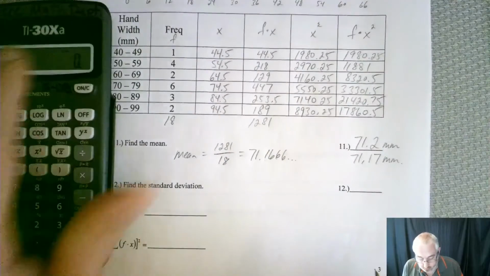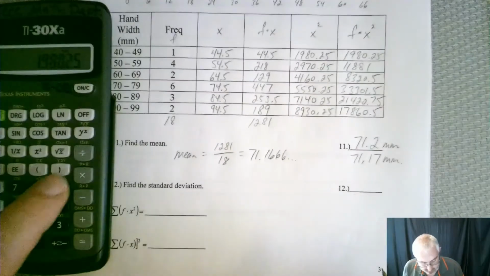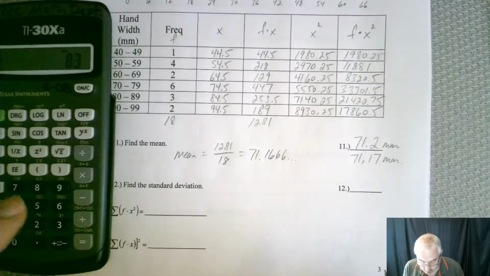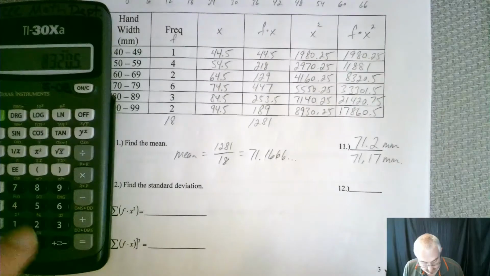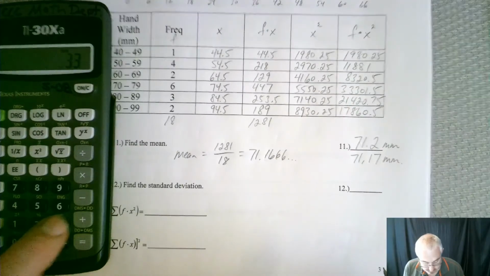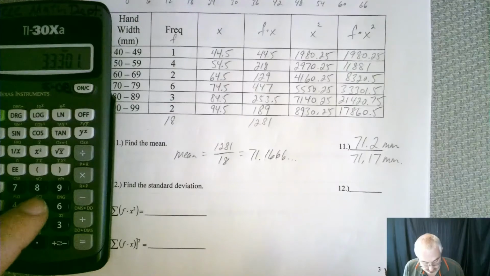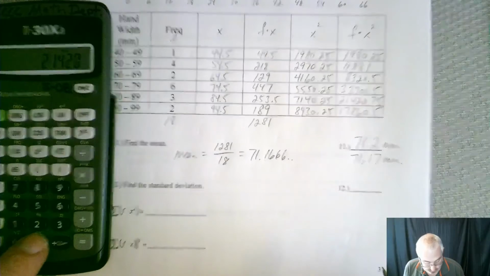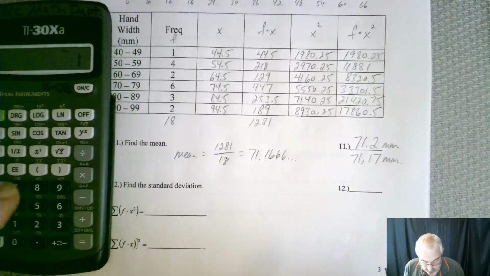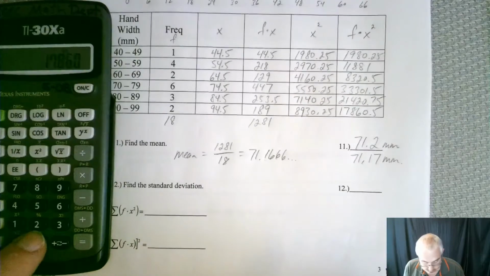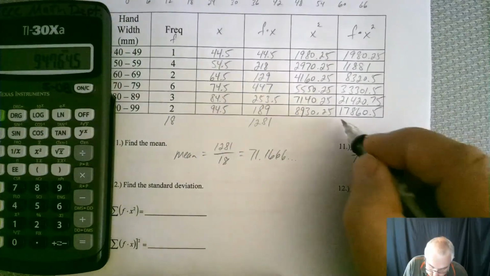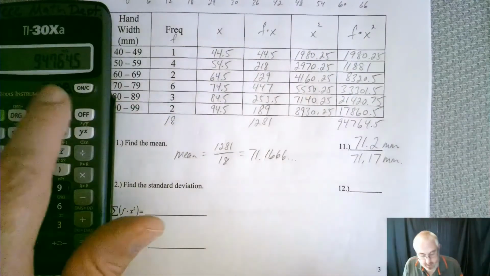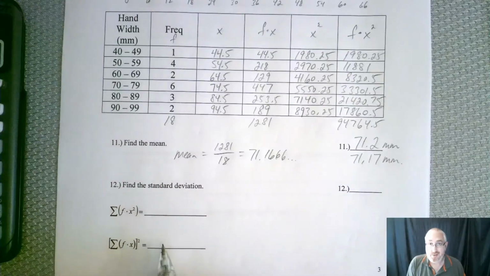Now, to answer number 12, we're going to have to add up this column here. So let's do that real quick. So 1980.25 plus 11881 plus 8320.5 plus 33301.5 plus 21420.75 plus 17860.5 equals 94764.5.